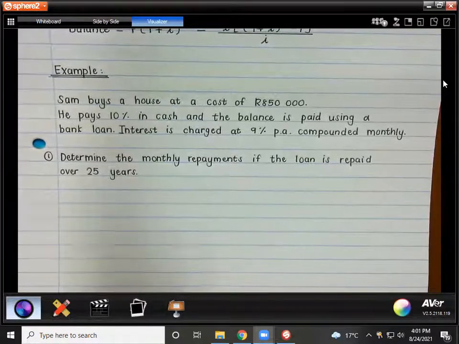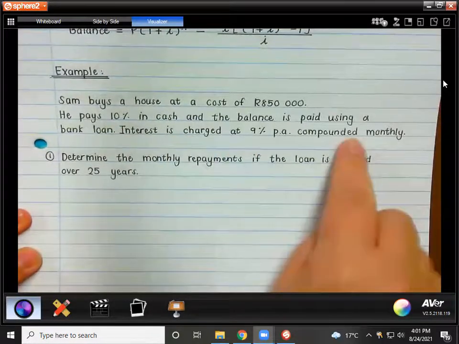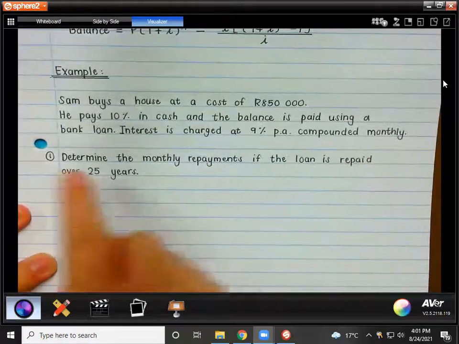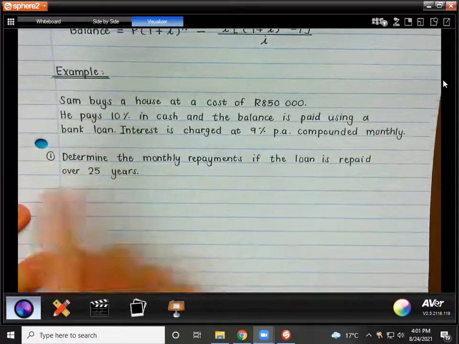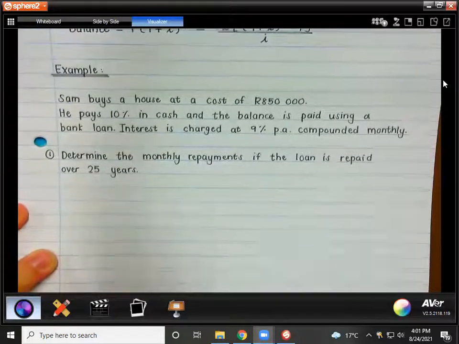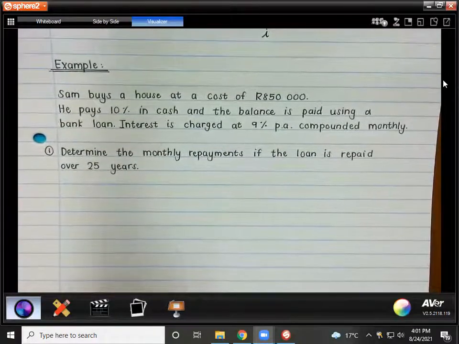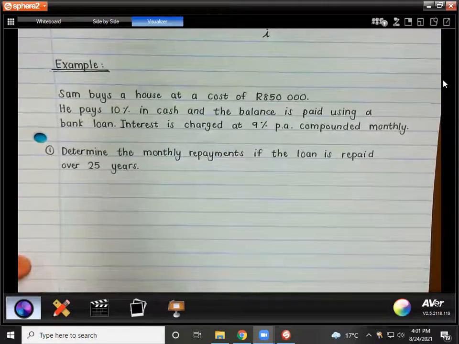The 850 minus 85. Interest is charged. They're telling you there's an interest rate. Determine the monthly repayments if the loan is repaid over 25 years. Okay, so you're solving for X there. Do it on your own, please.